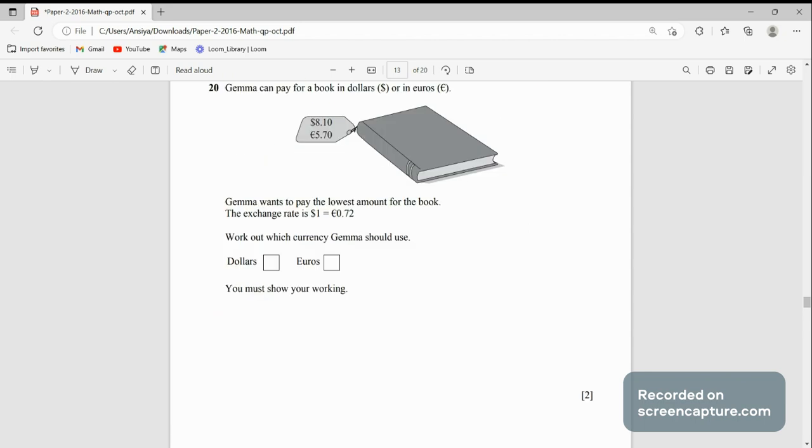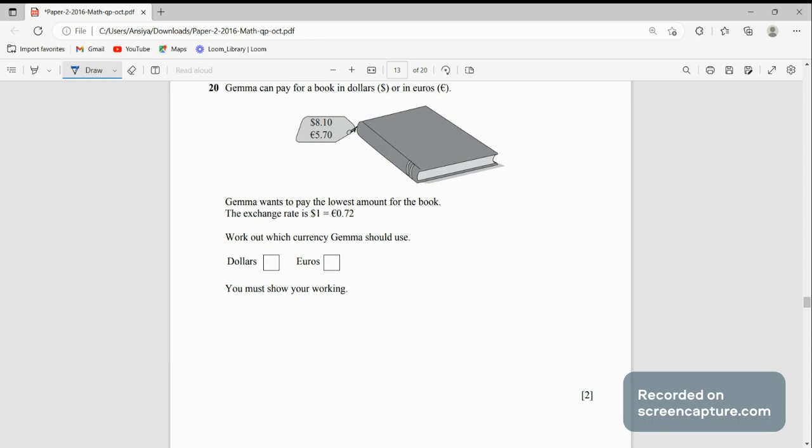Addition and subtraction. Question 20. Gemma can pay for a book in dollars or in euros. See the book, if she is buying using dollars, it costs $8.10. If she is buying in euros, she has to pay 5.70 euros. Now, Gemma wants to pay the lowest amount for the book. The exchange rate for $1 is 0.72.